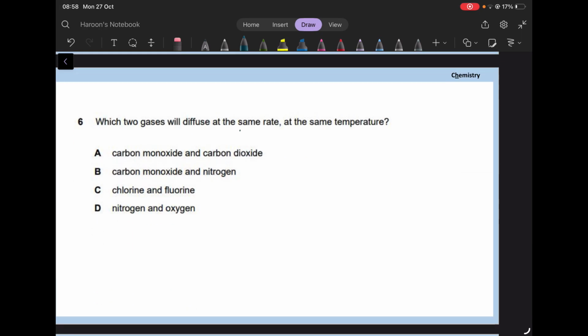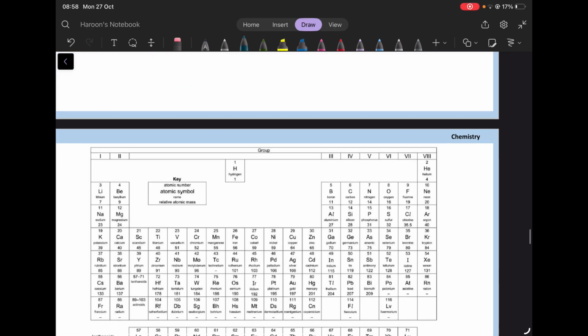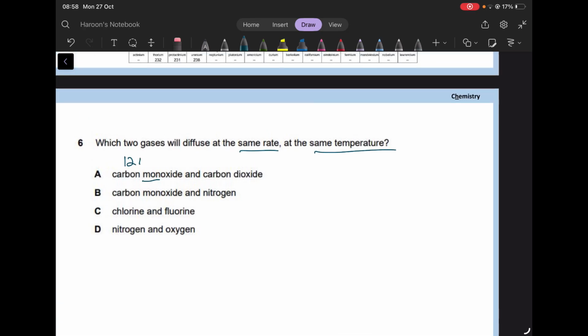Which two gases will diffuse at the same rate and at the same temperature? Temperature is constant, so this would depend on its Mr basically. So let's find for carbon monoxide. Mono means single oxygen. So carbon is 12. You can have a look over here. Carbon is 12 and oxygen is 16. So mono means single oxygen in this case. Mono means one. So this should be 28. Now over here we should have 12 plus di means 2, 2 multiplied by 16 for oxygen. So this should be 44. Once again, carbon monoxide 28.